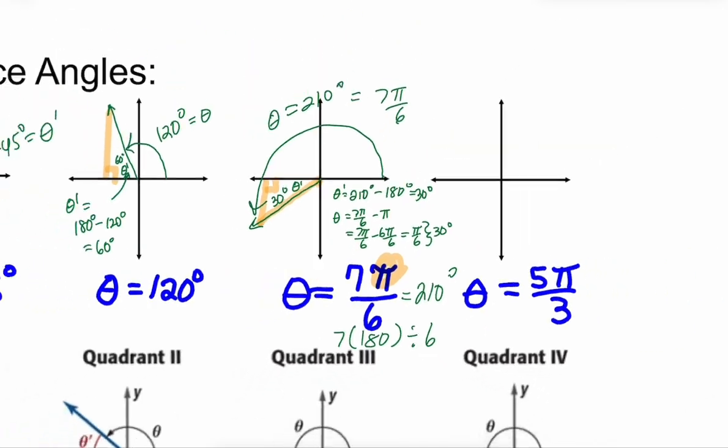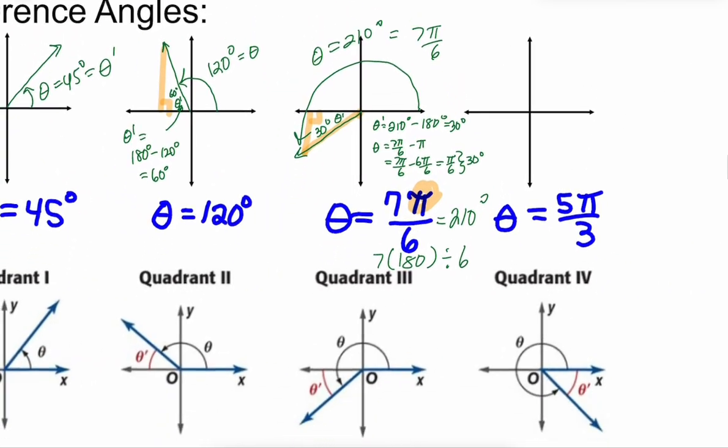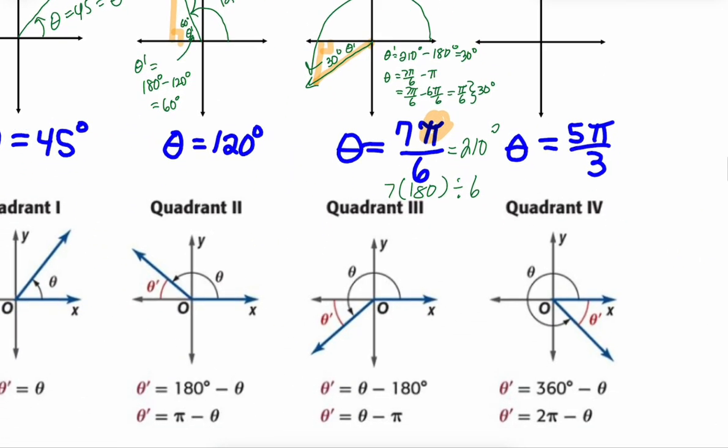Okay, now let's go if we land in quadrant 4. That's going to relate back to 360. How much more do we need to get to the 360 spot? So here is the rule you need. If it's in degrees, 360 minus the measure. If it's in radians, 2 pi minus the measure, because 2 pi is 360 degrees, so that's why you see that.